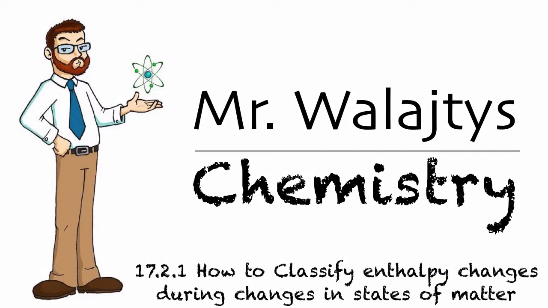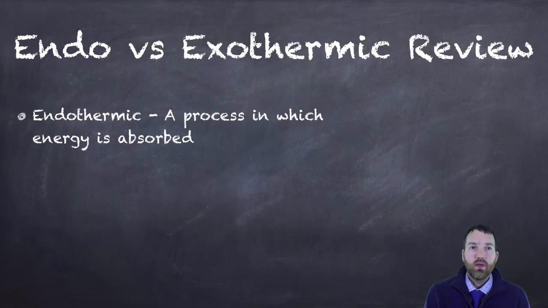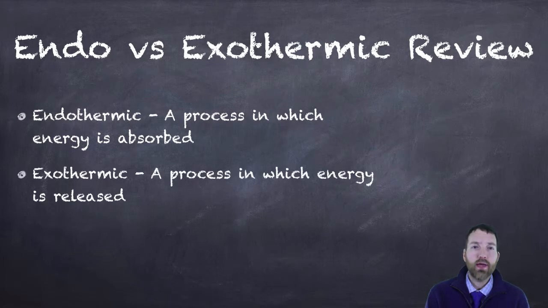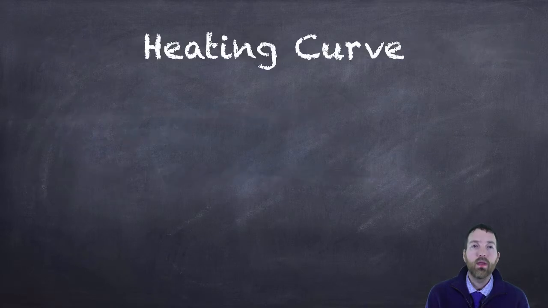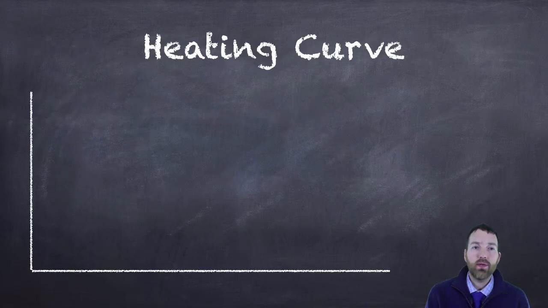In this section, we're going to learn how to classify enthalpy changes that happen during changes in states of matter. Remember, an endothermic reaction is a process in which energy is absorbed. An exothermic reaction is a process in which energy is released. Now notice it says process. It doesn't have to be a chemical reaction. It can be a physical process as well, like changing from solid to liquid, or liquid to gas, or gas to liquid.